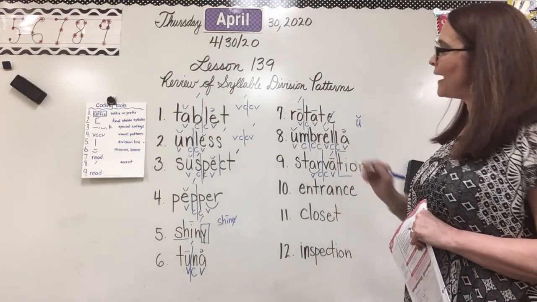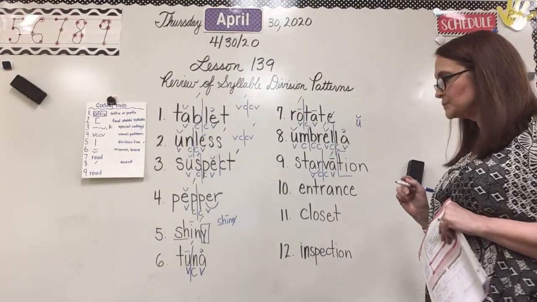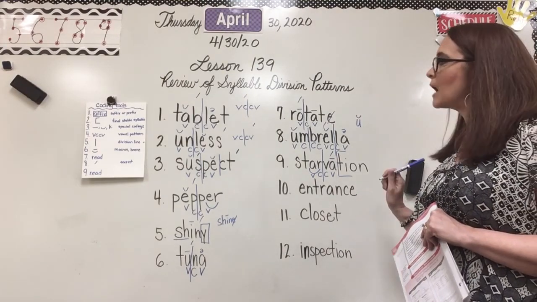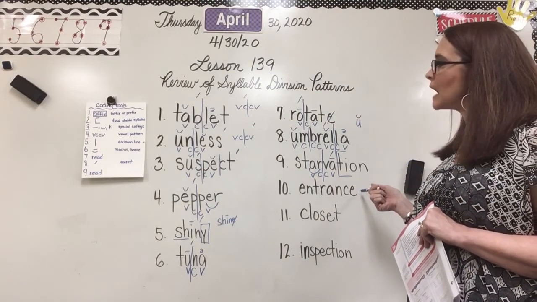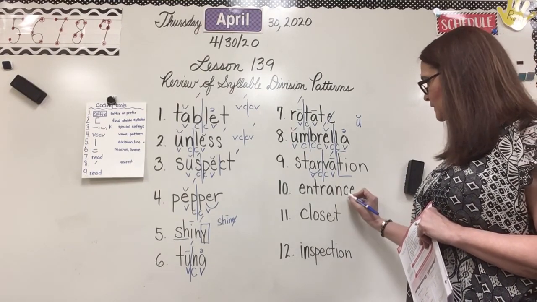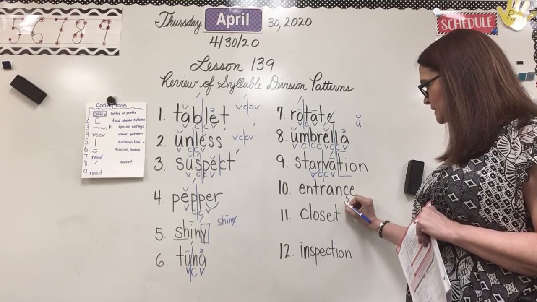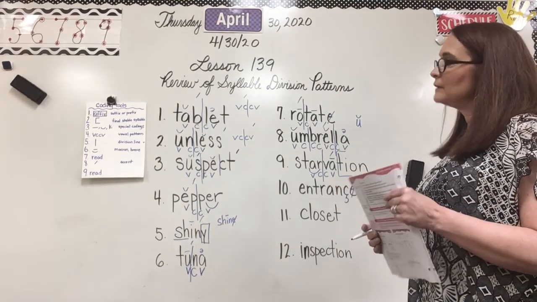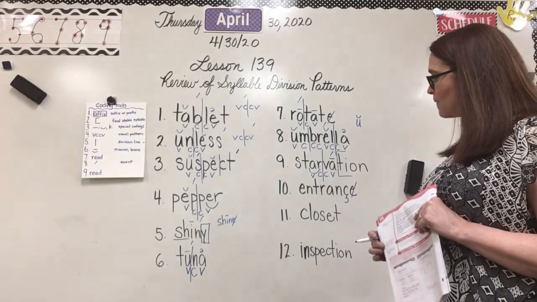So let's go back and let's look at our coding tools. And do we have a suffix or a prefix here? No. Final stable syllable? No. What about any special codings? Yes, we do. This is cedilla C. We have a silent E right there. All right. What about a vowel pattern?